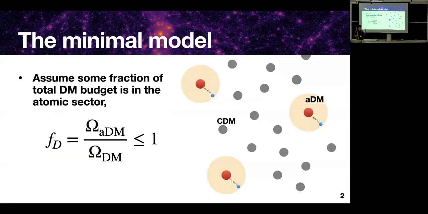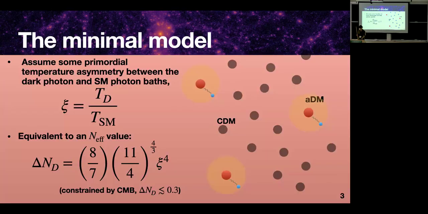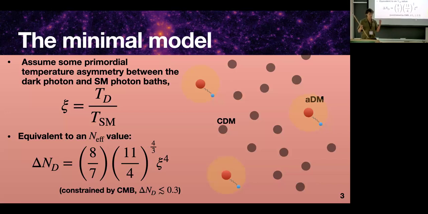We also have to consider some cosmological parameters. We assume our ADM is some fraction of the total dark matter budget, so everything else behaves like CDM, and the fraction defined by this f_D parameter is atomic dark matter. And lastly, we need to assume some primordial temperature asymmetry between the dark photon and standard model baths. This is essentially because the temperature asymmetry is equivalent to a delta N_eff bound. If it was exactly the same temperature, we'd already be entirely excluded by CMB. So we just have to assume there's some asymmetric reheating going on in the background.